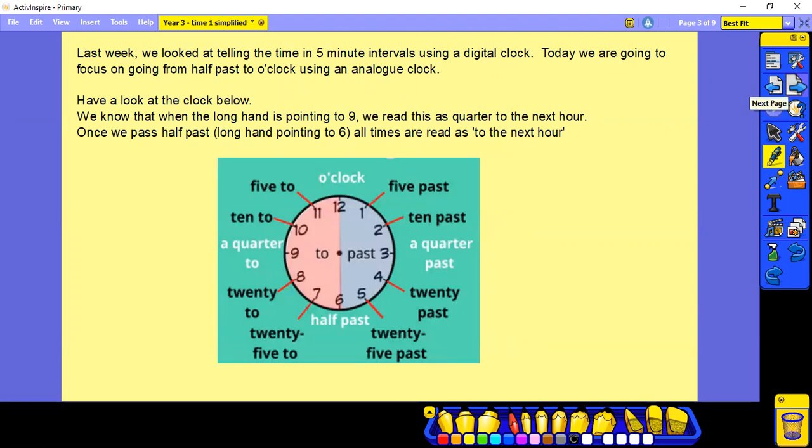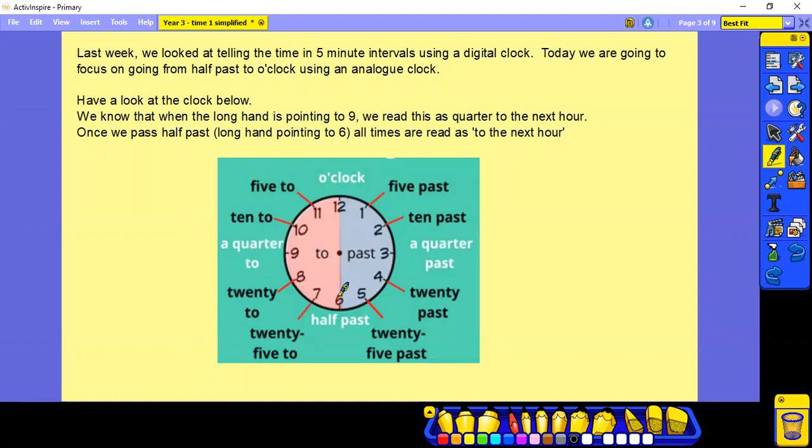So last week we looked at telling the time in 5-minute intervals using a digital clock. Today we're going to focus on going from past to o'clock using an analog clock. So let's have a look at the clock below. We know that when the long hand is pointing to the 9, we read this as quarter to the next hour. So if it was, say, 2 o'clock and the long hand had passed through, then the next hour when we got to here would be 2:45.